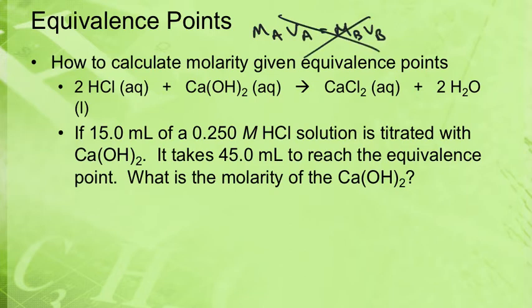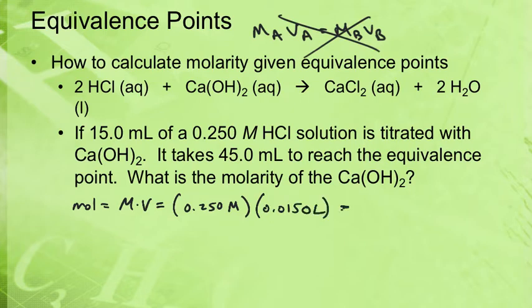So the first thing we want to do is convert this volume and molarity of HCl into moles. To do that, we multiply them together, right? Molarity times volume will give us moles. Molarity is 0.250 molar, and the volume is 0.0150 liters, right? It's got to be in liters. And so that is 0.00375 moles of HCl.